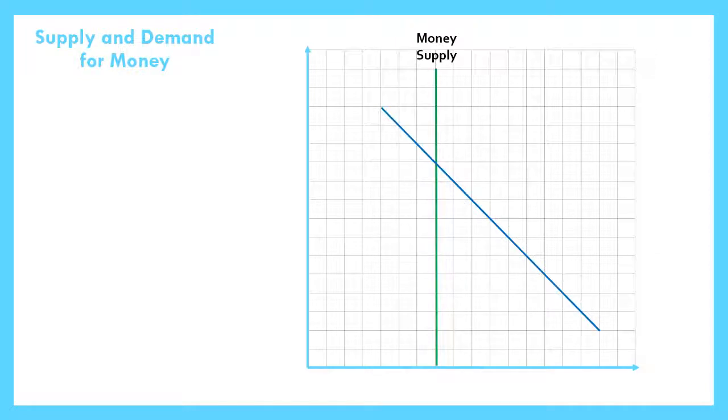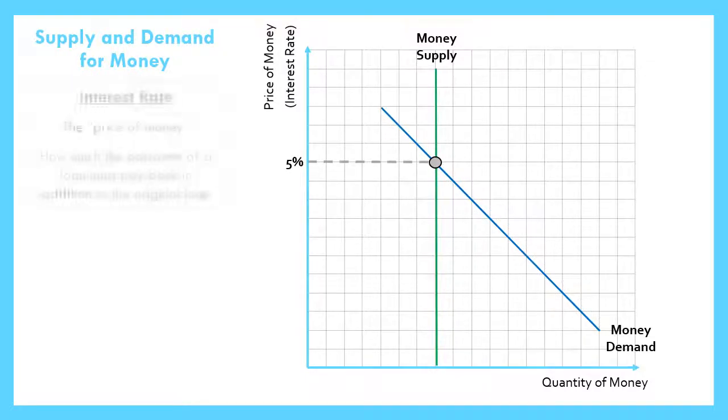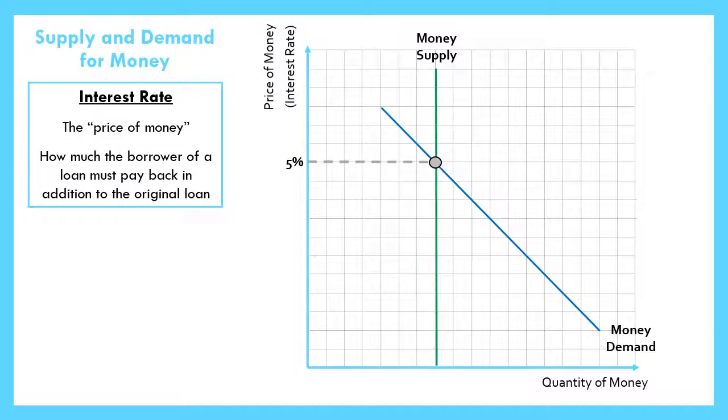We see that the demand for money is downward sloping, obviously based on the price of money. The price of money is just an interest rate. Down along our x-axis, we have the quantity of money. Like we said, this point right here represents the interest rate. That intersection is our equilibrium price of money.